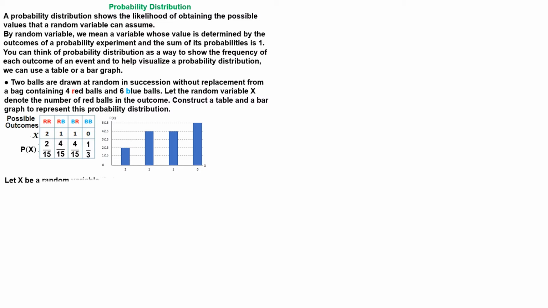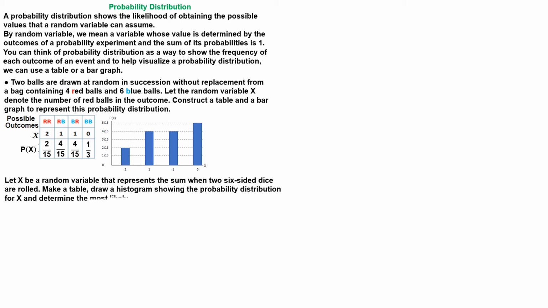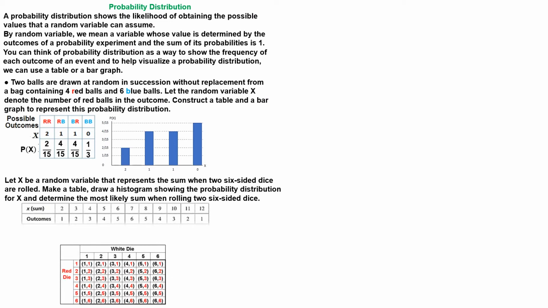Let x be a random variable that represents the sum when 2 6-sided dice are rolled. Make a table. Draw a histogram showing the probability distribution for x and determine the most likely sum when rolling 2 6-sided dice. Make a table. The possible values of x are the integers from 2 to 12. The table shows how many outcomes of rolling 2 dice produce each value of x. Divide the number of outcomes for x by 36 to find the probability of x.